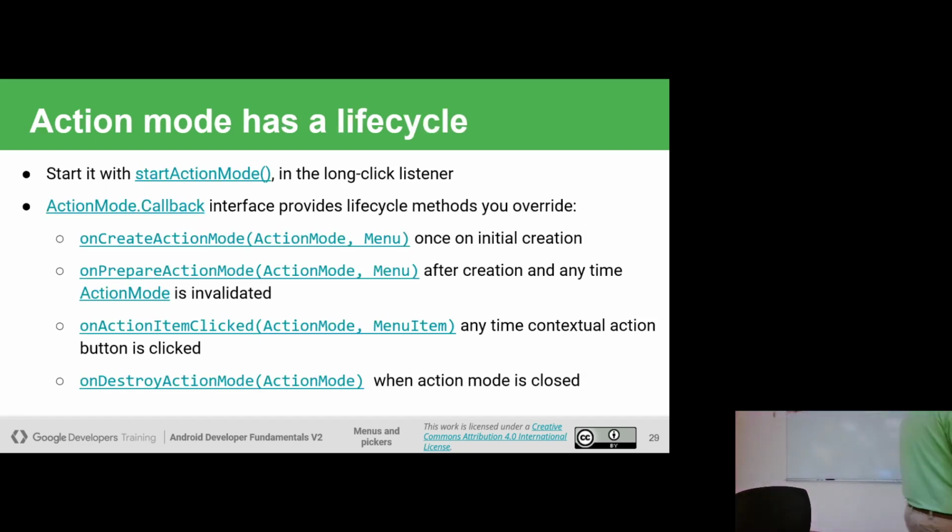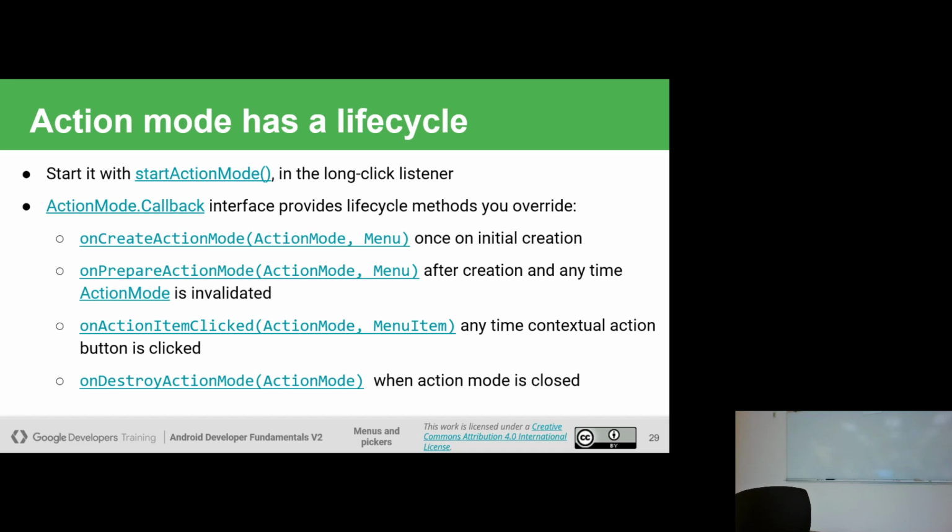To get into this action mode, we first need to call the startActionMode method. We're typically going to call that in the long click listener. So the user long presses, we call startActionMode, and then we're off. Now, when we call startActionMode, we have to give it an action mode callback, and that's going to tell it what to do while it's in this action mode.